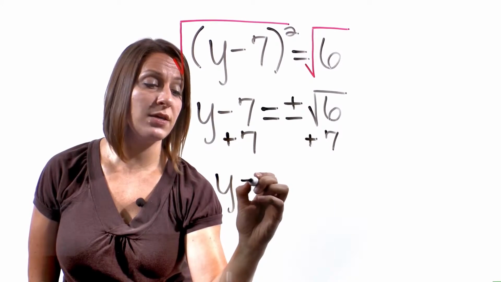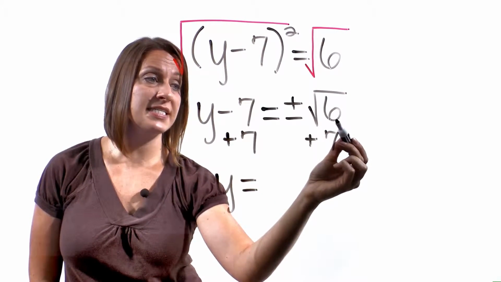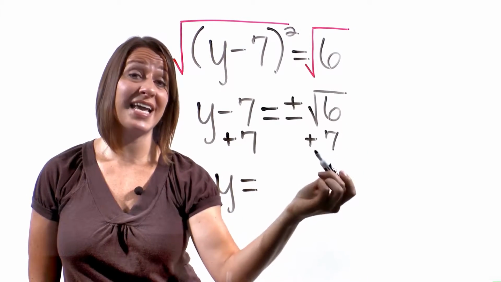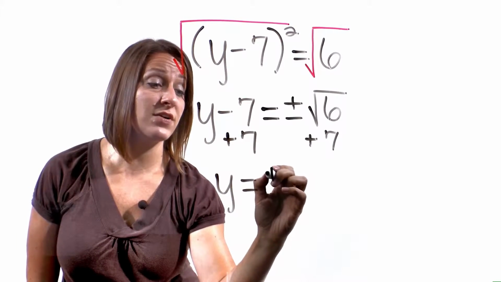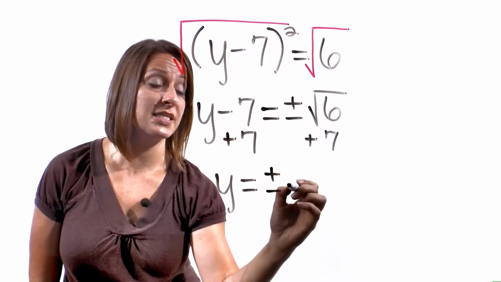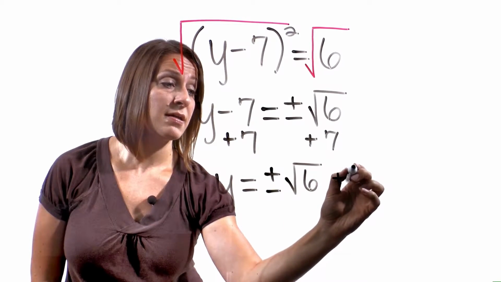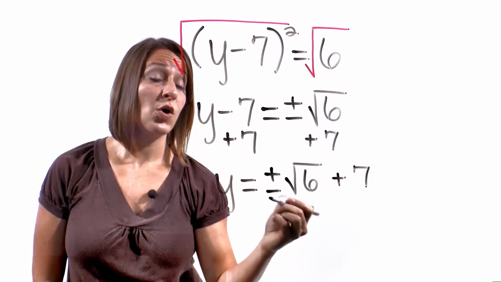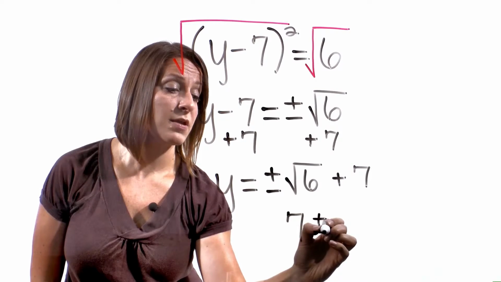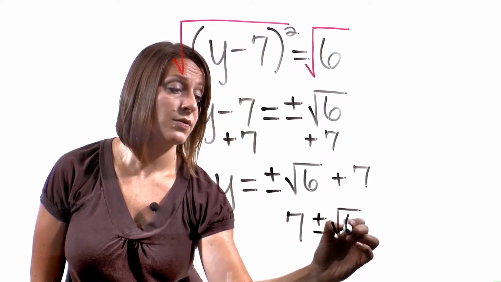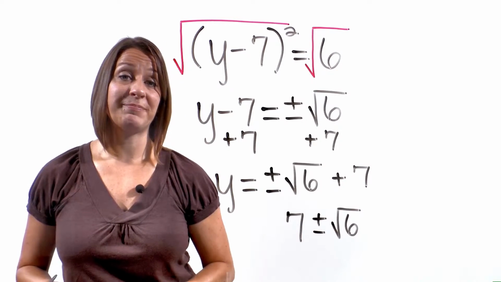So we have y equals, and because the 6 is inside the radical, and the 7 is outside the radical, we can't combine these two terms together. So we can leave our answer something like this: plus or minus radical 6 plus 7, or you could flip-flop it and say 7 plus or minus radical 6. Either answer is okay.